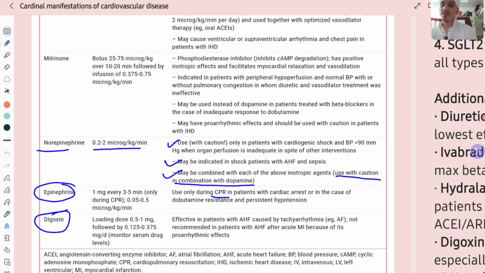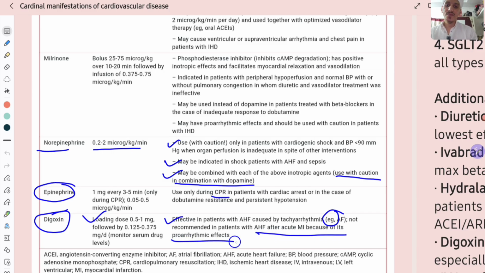Digoxin is the next important thing which we use. Loading doses: 0.5 to 1 milligram followed by 0.125 to 0.375 milligram per day, and monitor serum drug levels. This is effective in patients with acute heart failure caused by tachyarrhythmias, atrial fibrillation. Not recommended in patients with acute heart failure after acute MI because of its pro-arrhythmic effects.